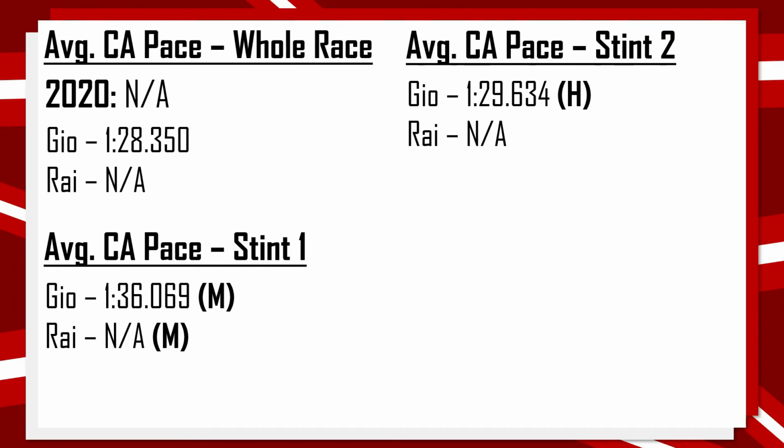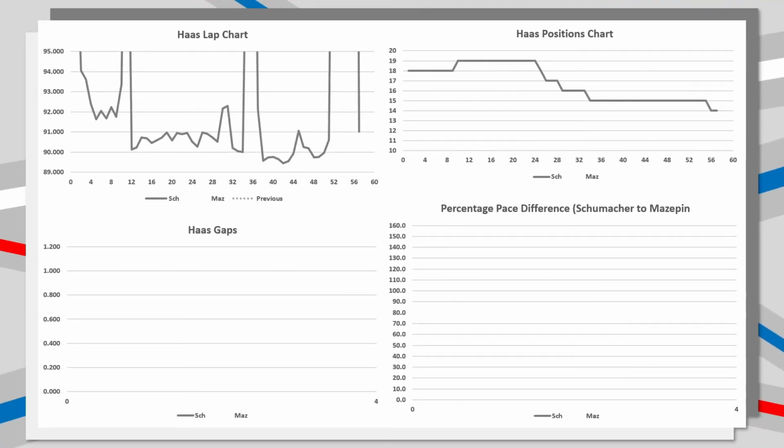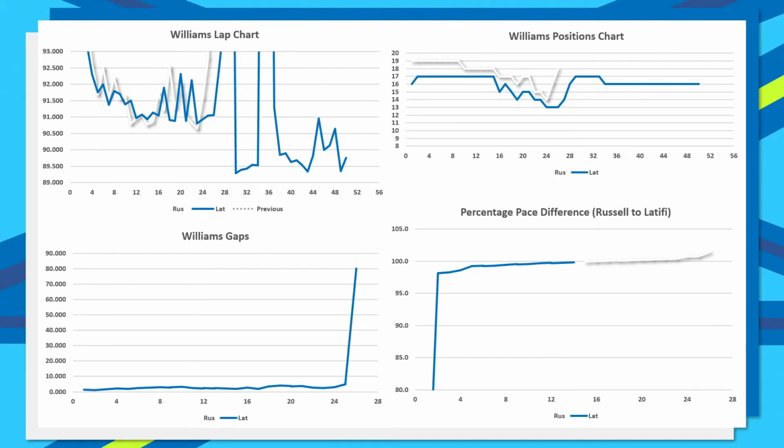So penultimately, we will take a look at Haas. However, they only ran one car, so there is absolutely nothing that we can take a look at, and no point in comparing the teammates, as there are no teammates to compare them to. So we will finally take a look at Williams.